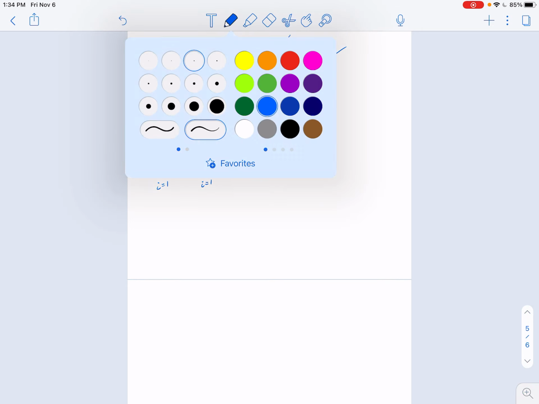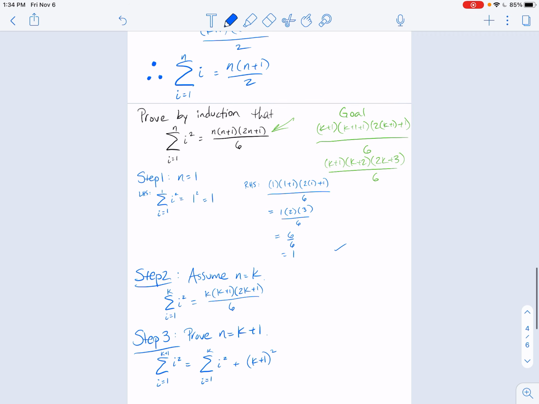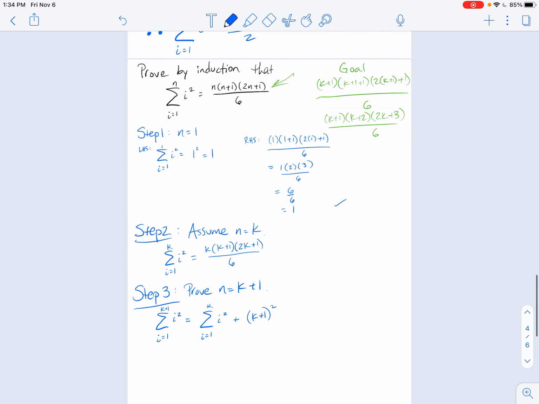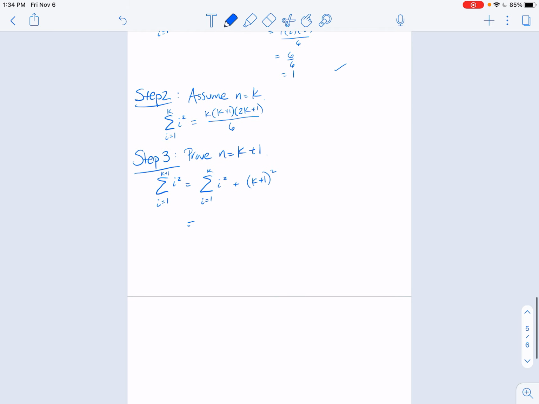Coming back to the actual proof, that's scratch work. That can be really helpful, especially as these get really gross. But that's not part of your proof. All right, so what do we know? We know that this is this because we assumed it right before. So we can come along and say, well, this is equal to k times k plus 1 times 2k plus 1 over 6 plus, well, now we have a k plus 1 squared.